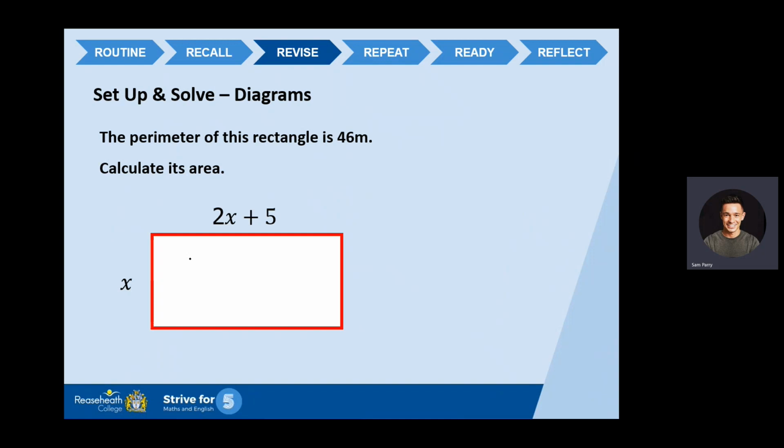So once again, we're going back to finding the value of x. Now, if it's 2x plus 5 across the top, it's going to be 2x plus 5 across the bottom. And if it's x on the left, it'll be just x on the right. So now I've got all the components for the sides, and I know what the perimeter adds up to. This added to those four items together will give me 46 meters. So let's write it out. So 2x plus 5 plus x plus 2x plus 5 plus x all together would give me 46 meters, the total perimeter.